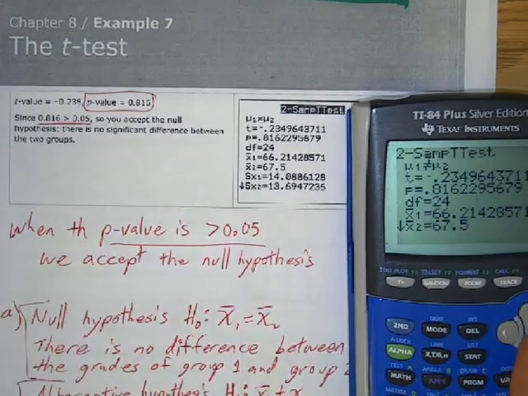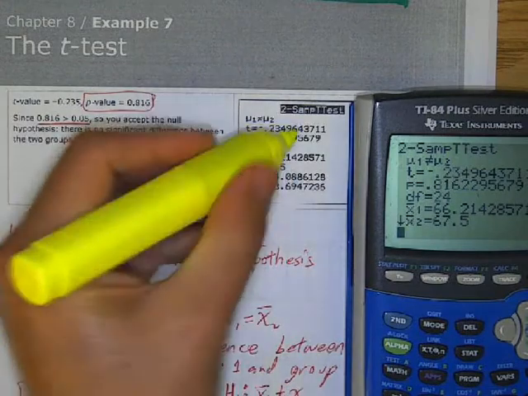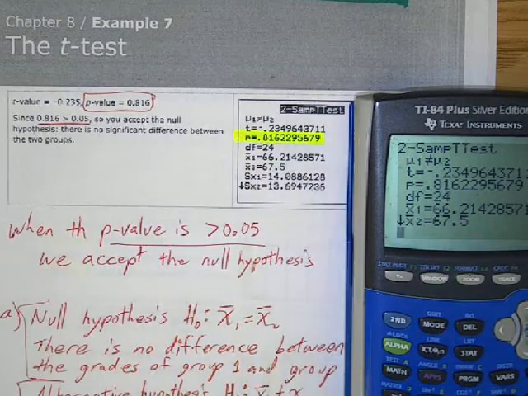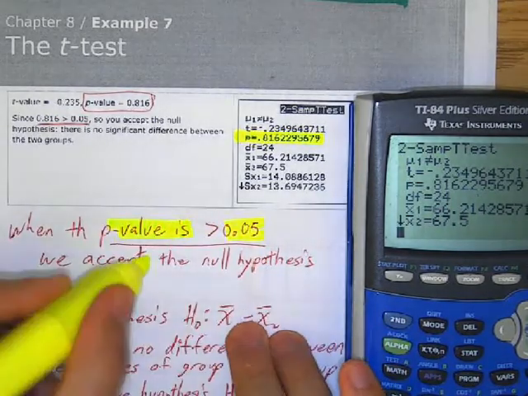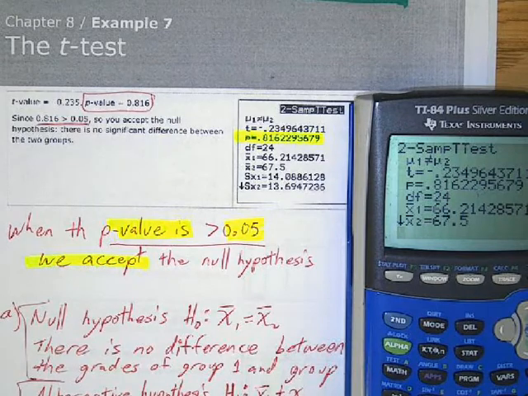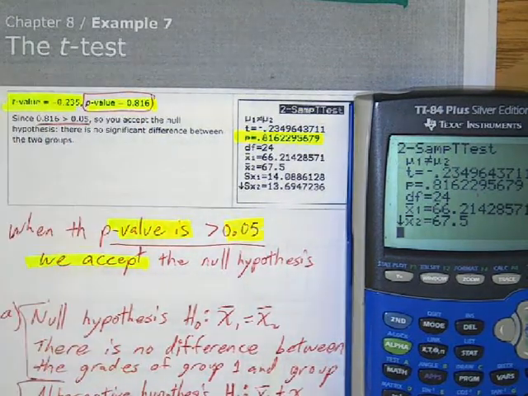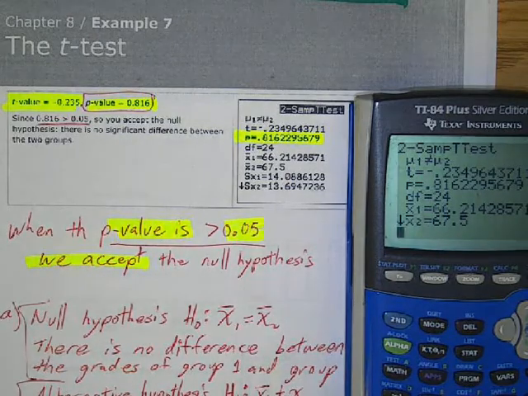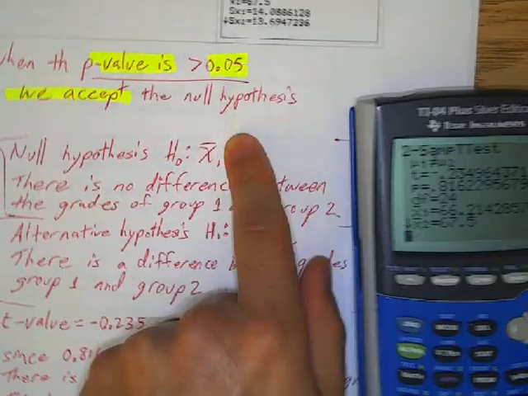When I do this, I end up with my p-value, and I get this value. And since the p-value is greater than 0.05, we are going to accept the null hypothesis. Okay. We have this t-value. On the test, you still need to write down the t-value, even though we're not going to really be using it for much of anything. Okay, so we're accepting the null hypothesis.